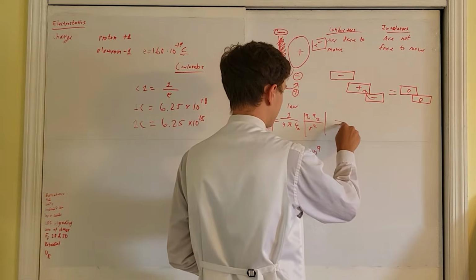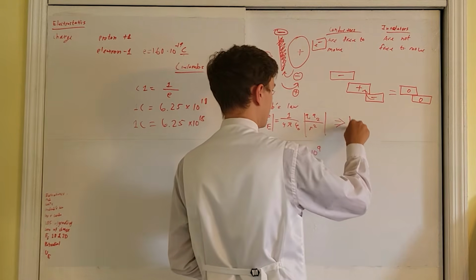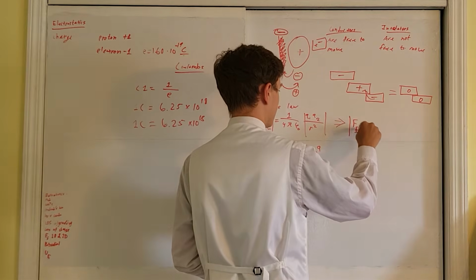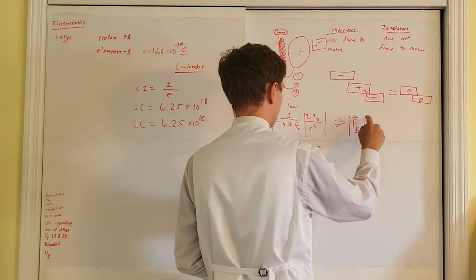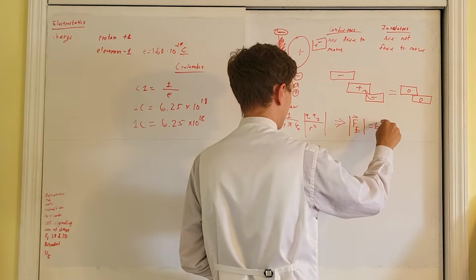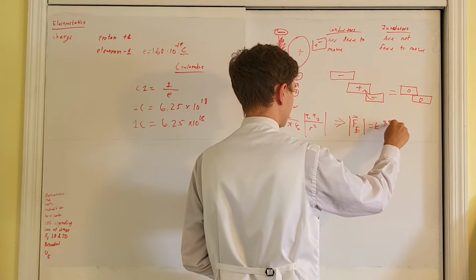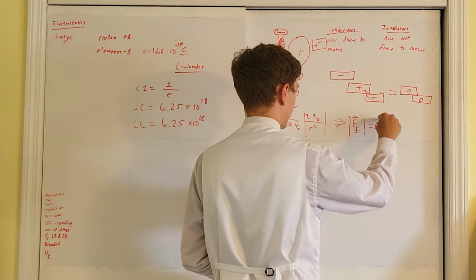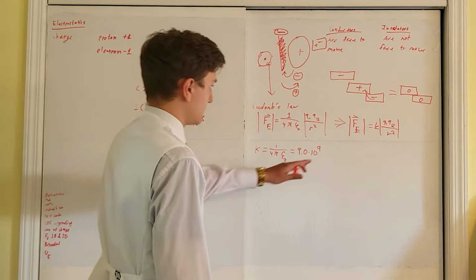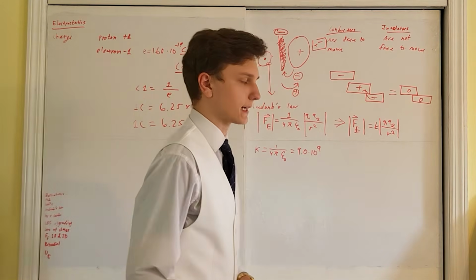So therefore, this equation of Coulomb's law can be rewritten as such. The magnitude of the electric force vector equals K times Q1 times Q2 over R squared. So the electric force. What is the electric force?